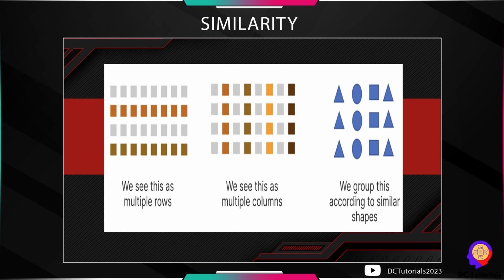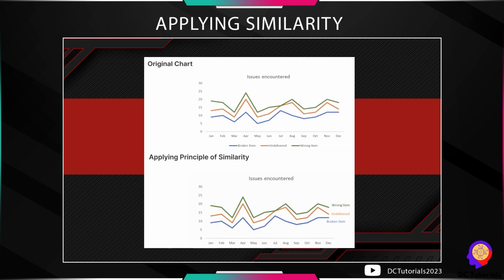Now that's how the principle of similarity works. Applying this to our chart, we can change the color of the labels to the same color of the lines so we can easily identify them as similar, that they belong to one group.